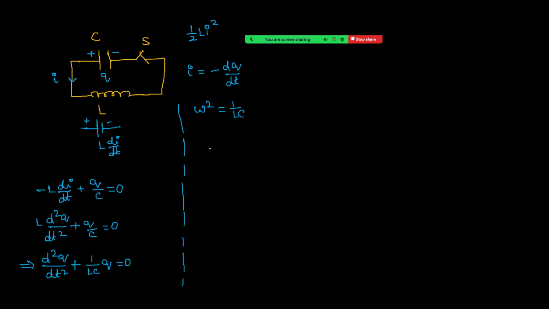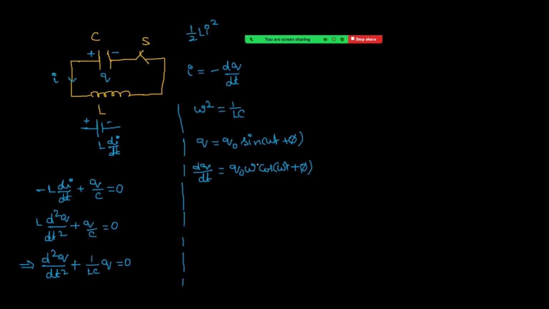So for this, the solution we can take is q equal to q naught sine of omega t plus phi. And if I differentiate this, we get current, that is dq by dt, equal to q naught omega cos of omega t plus phi. Now see carefully.